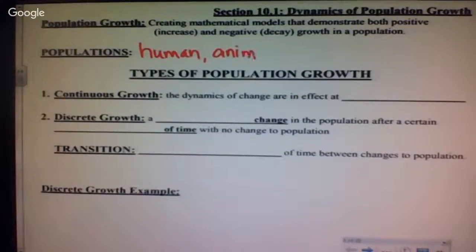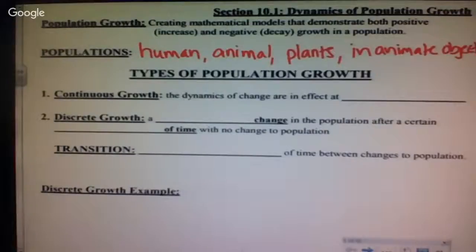animal, plants, inanimate objects. All of these have some kind of population growth or decay. I usually go back to, you hear about species being endangered. That's because their population is decaying. Most of you learned in history class about the baby boom.